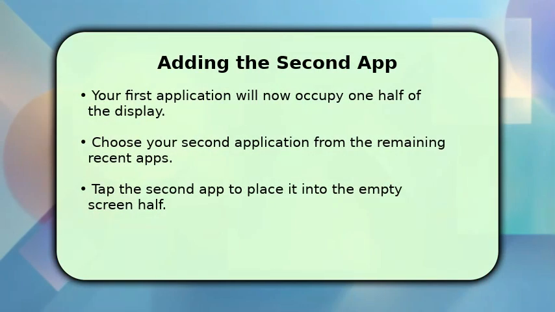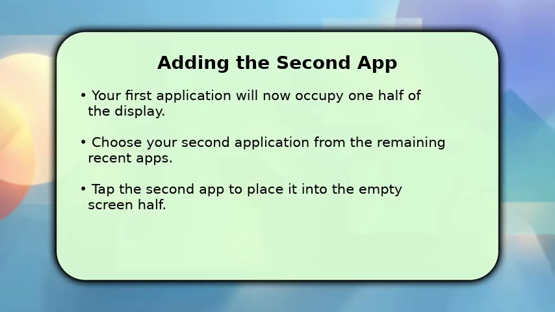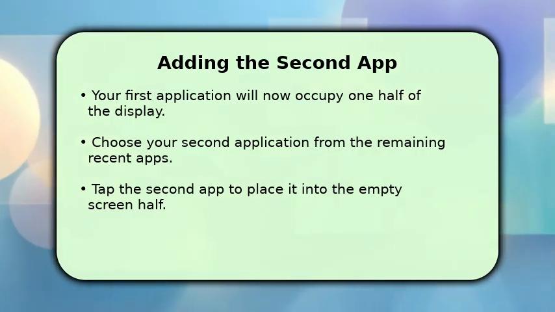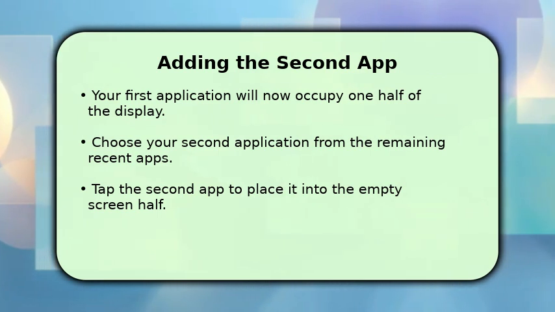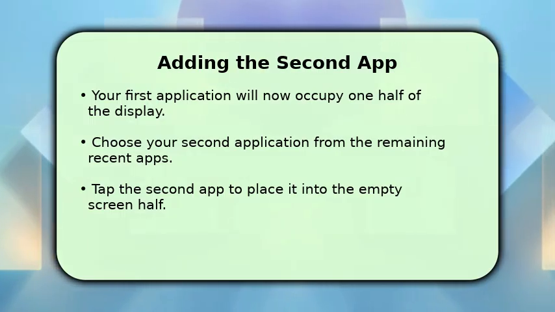With your first application now occupying one half of the screen, the other half will display your recent applications or app drawer. Simply tap on the second application you want to use. It will instantly fill the remaining space. You can then easily drag the central divider bar up or down to adjust the size of each application, giving one more or less screen real estate as needed.